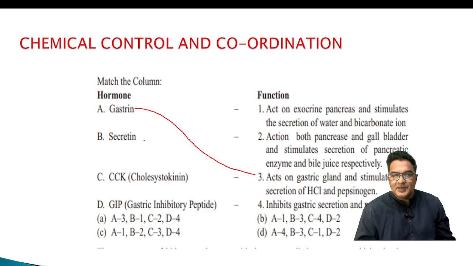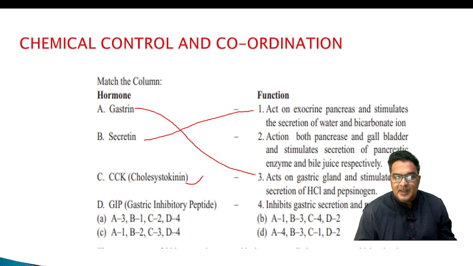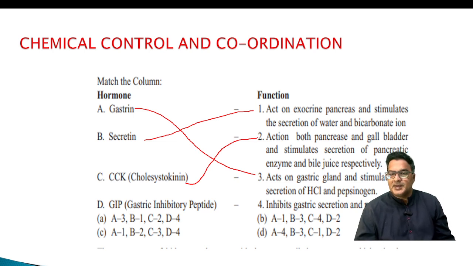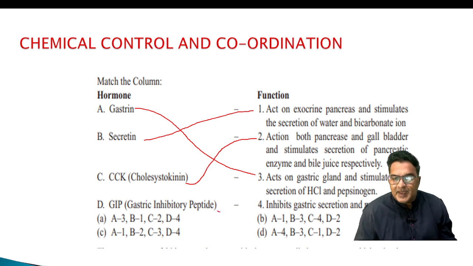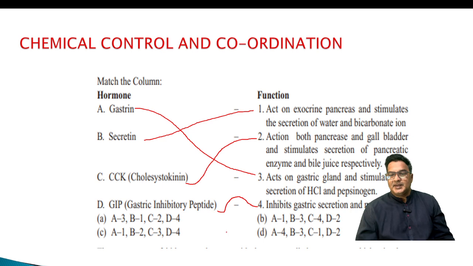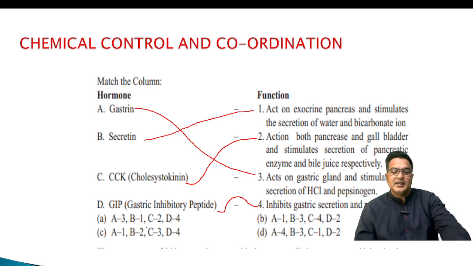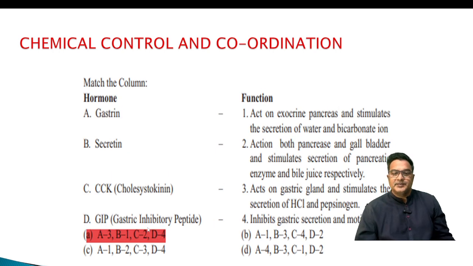Okay, let's continue. Secretin acts on the exocrine pancreas and stimulates the secretion of water and bicarbonate ion. CCK, cholecystokinin, acts on both pancreas and gallbladder and stimulates the secretion of pancreatic enzyme and bile juice respectively. Gastric inhibitory peptide, which is released from the intestine, inhibits the gastric secretion and motility. So that's the answer. First option.